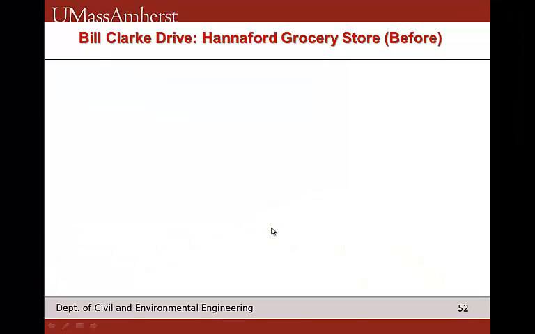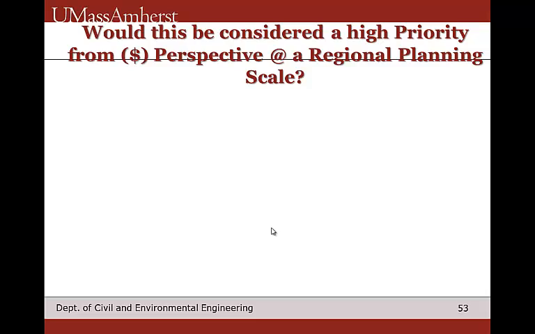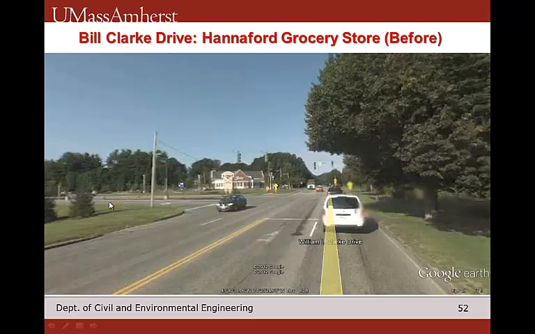What I want you to do is remember this location right here, because I'm going to show you a video of a project that I did over the summer of 2012, which showed the impact of the reconstructed Bill Clark Drive, and this is where we took many of the shots.